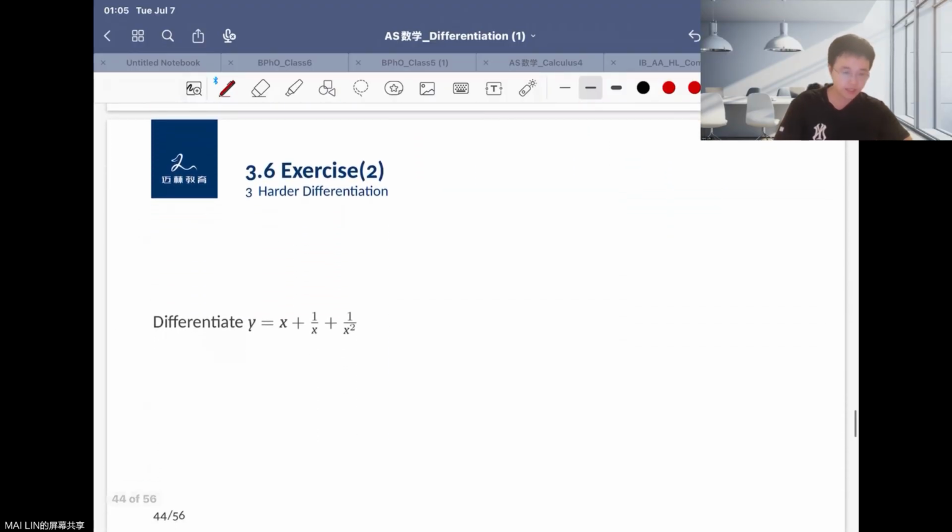And for the second exercise, you can first try to differentiate it. x can be considered as x to the power of 1, 1 over x can be considered as x to the power of negative 1, and 1 over x squared can be considered as x to the power of negative 2.